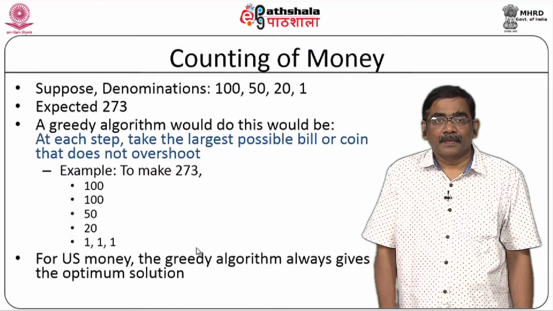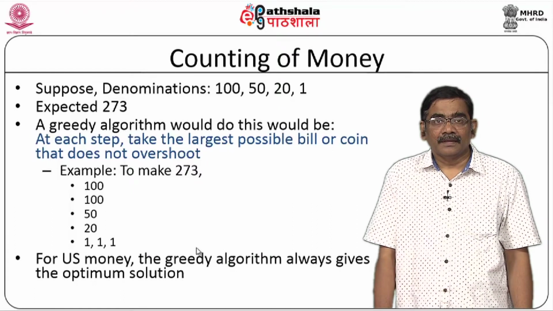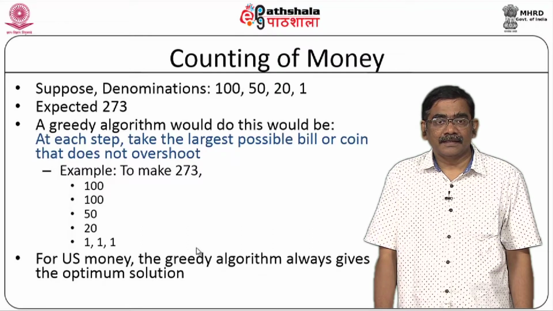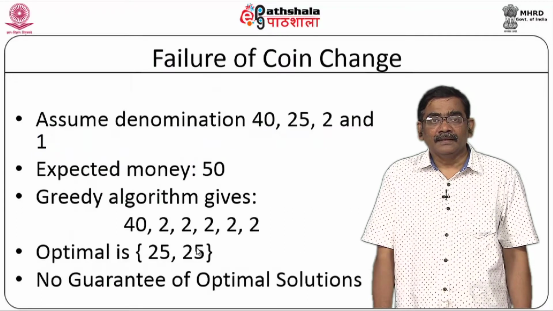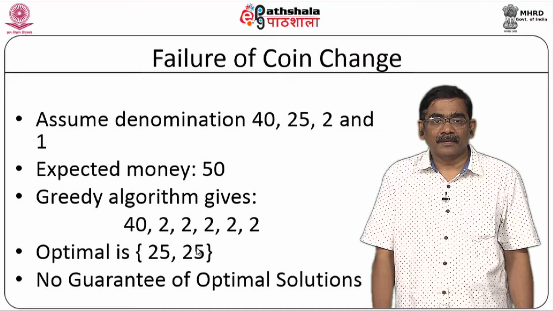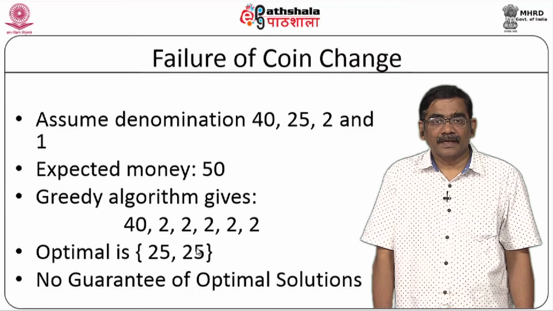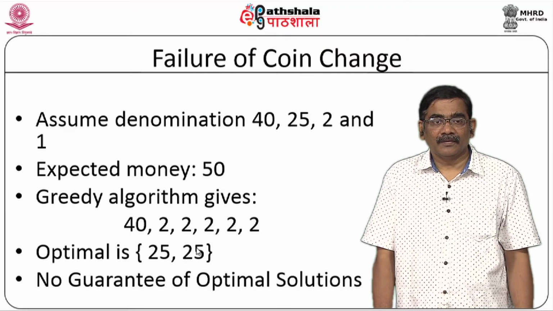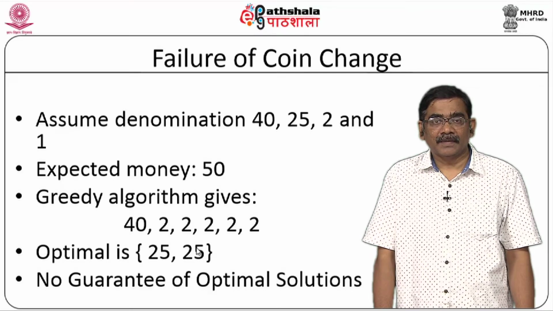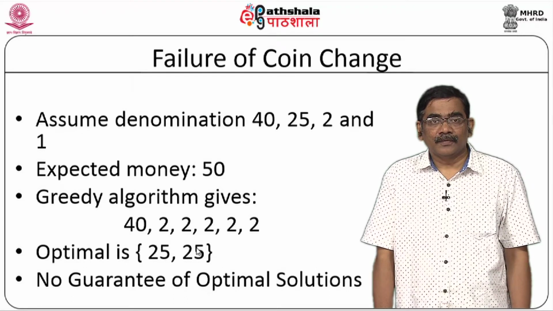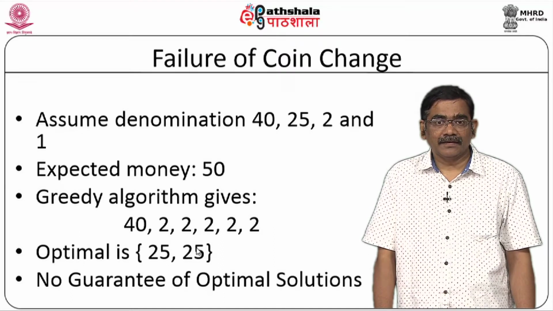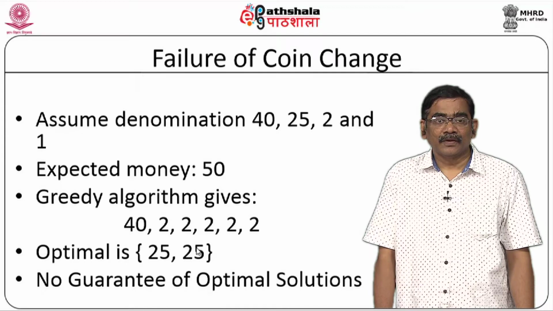US money always guarantees the optimal solution, and in some currencies it is not possible. There are certain cases where the solution produced will be suboptimal also. For example, assume that we have denominations of 40, 25, 22 and 1. Let us assume that the expected money is 50. So, what will the greedy algorithm do? It will look for the largest denomination. So, 40 is the largest denomination. So, 40 will be given.